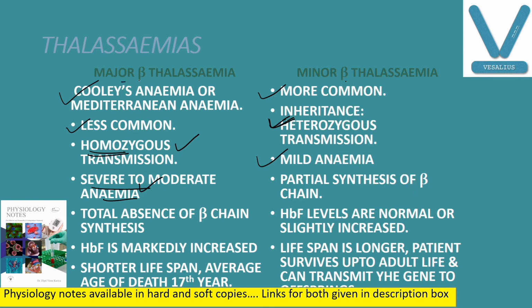Another, what is the pathology here in major thalassemia? Total absence of beta chain. Beta chain synthesis is absent, but in minor thalassemia synthesis is reduced. Okay, and because beta chains are absent, there is synthesis of either gamma or delta chain. And as I told you, if gamma chains are produced, then the hemoglobin is fetal hemoglobin. So fetal hemoglobin is increased. In minor thalassemia, fetal hemoglobin will not be much increased. Okay, lifespan of a major thalassemia child is less, may die by the age of 17 years. Here the person's lifespan is longer, and the person has only the symptom of anemia.